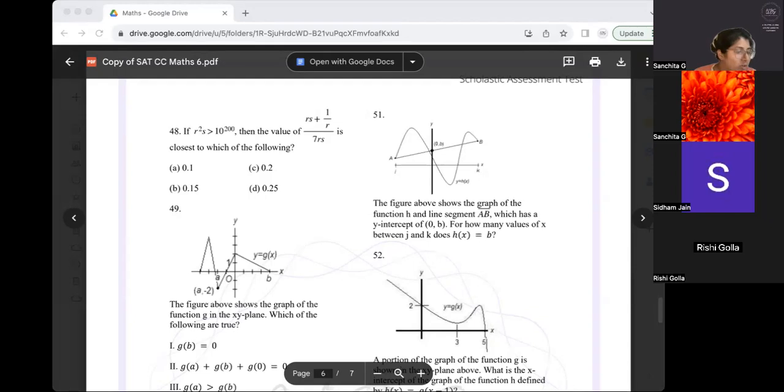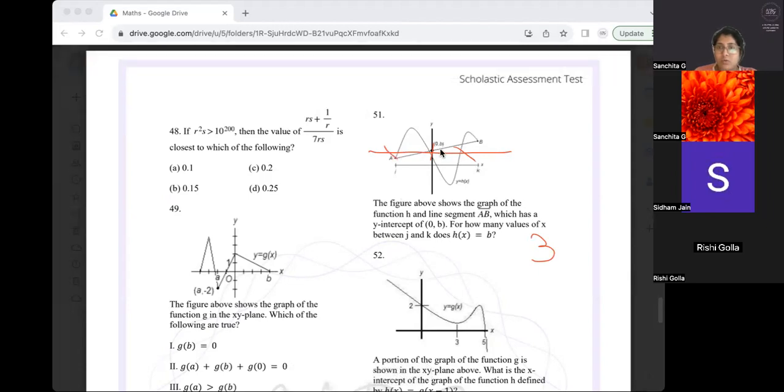I will draw a horizontal line, guys. Horizontal line 0, 3. How many times is it intersecting? 1, 2, 3. 3 is my answer. No, ma'am, they said on JK, right? How many values? There are only 2 intersections between J and K. No, over here, this is J, correct? And this is K. 1, 2, and 3. 3 intersections.